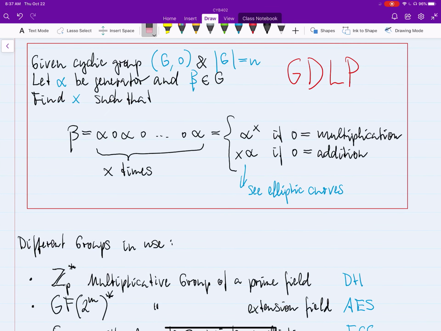So given a cyclic group G, and at this point it is unspecified what the elements actually look like, and an operation donut, and again, we do not specifically define what donut actually is. And of course, that group has a certain order, and the order is n.